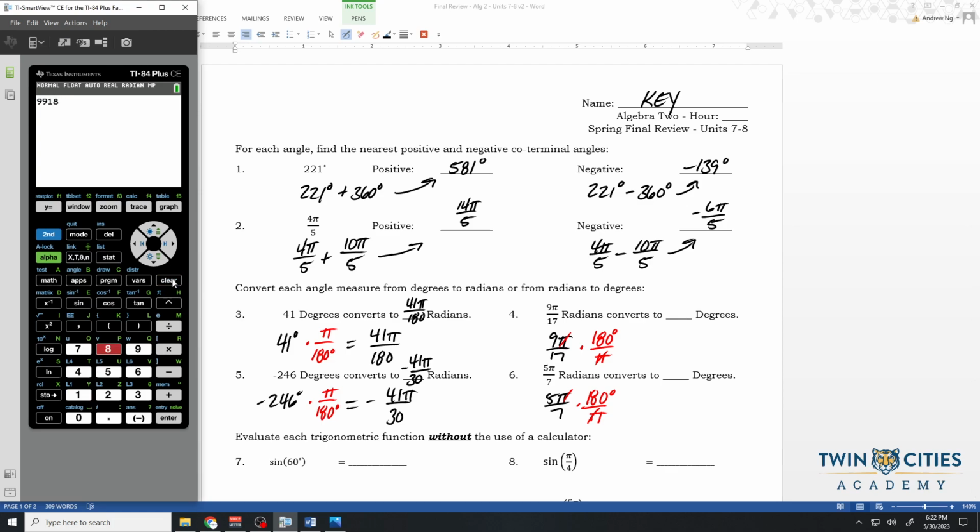I can go ahead and just do that in my calculator: 9 times 180 divided by 17. So this first one will be 95.3 degrees. Then I've got 5 times 180 divided by 7. So this is 128.6 degrees.